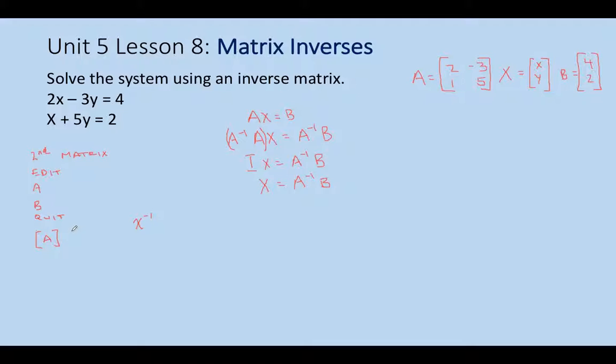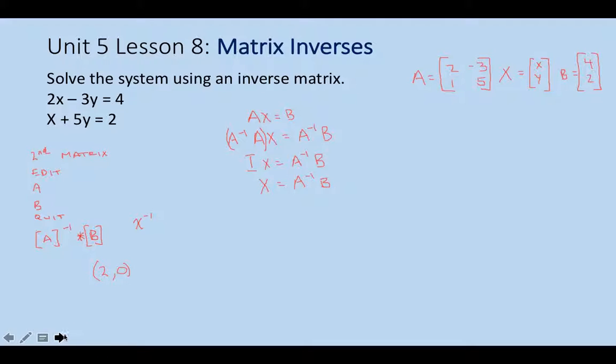And so then you would get A to the -1, then times, go back to second matrix, click on B. So you should have something that looks like this. And then press enter. And you get your answer. And our answer in this case is 2, 0. And that's solving that system using matrices.